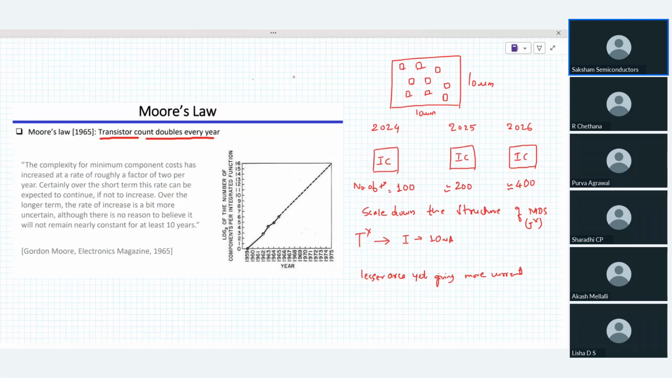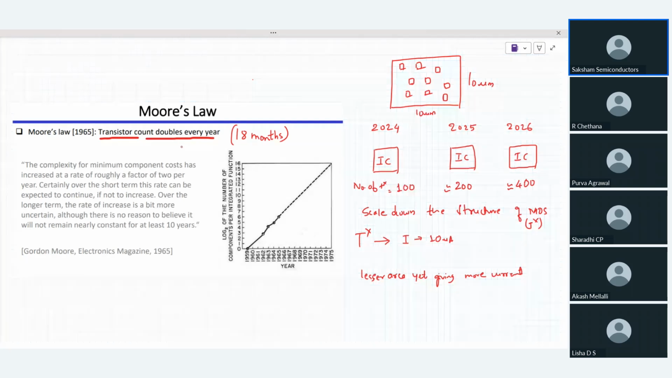So earlier, Moore's law was something like this. The transistor count did not double every year; it was approximately every 18 months. Now the technology has increased at such a rapid rate that every year the transistor count is doubling. And you may ask the question, is there any end to that?